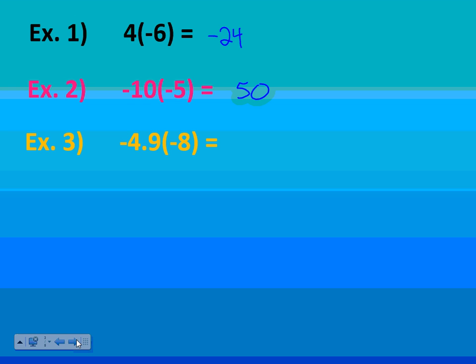Negative 4.9 times negative 8. If I were you, part 1, part 2, drop your signs, and let's just multiply the numbers. So 8 times 9 is 72. Carry your 7. 4 times 8 is 32, plus 7 is 39. How many decimal places? Once over. And someone said, why didn't you line up the decimals? Why didn't you make that 8.0?